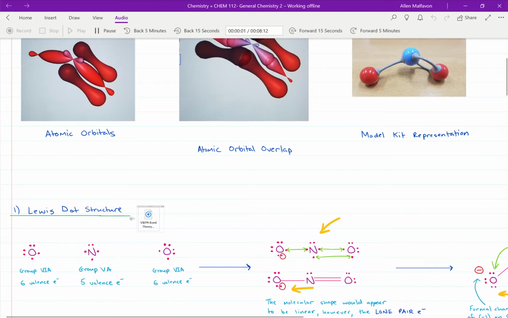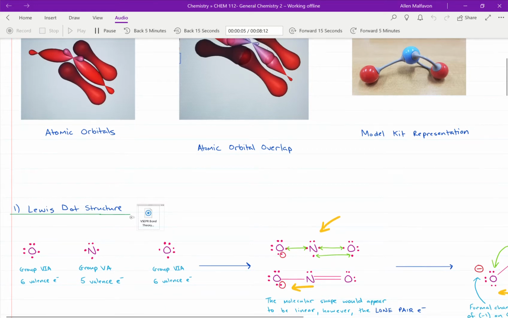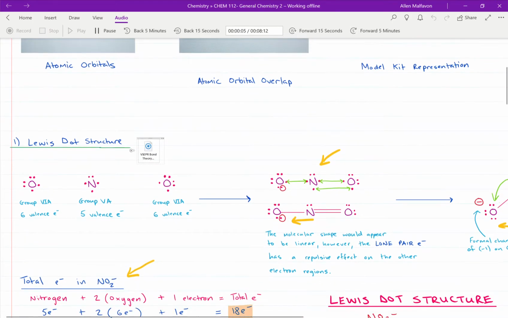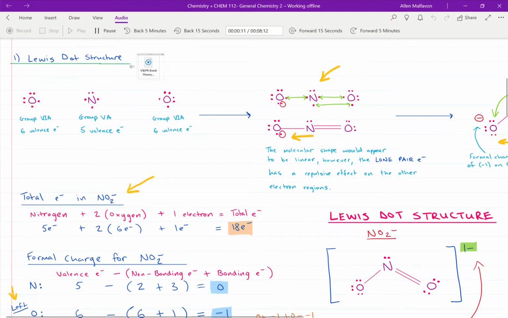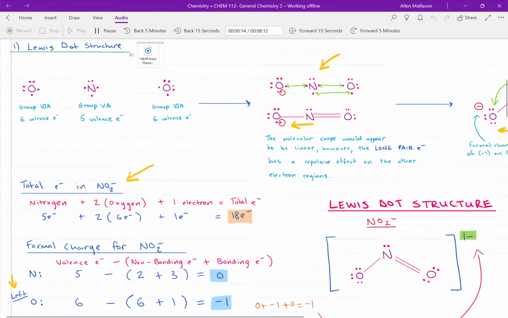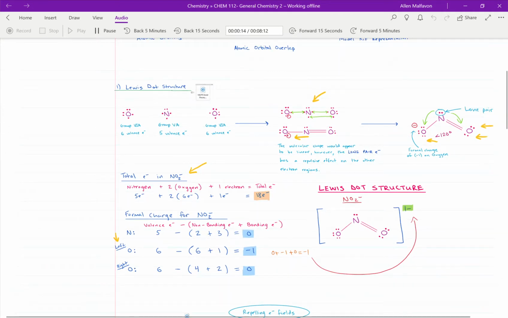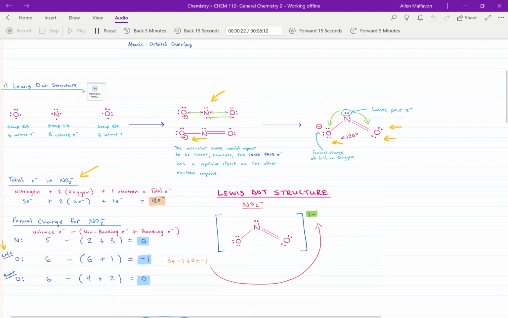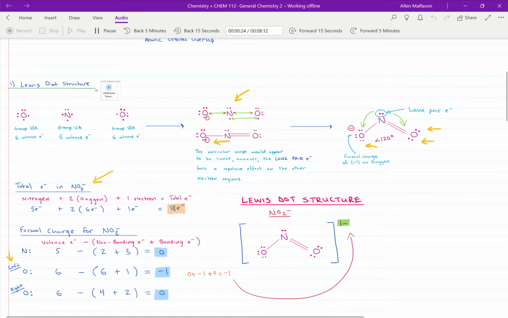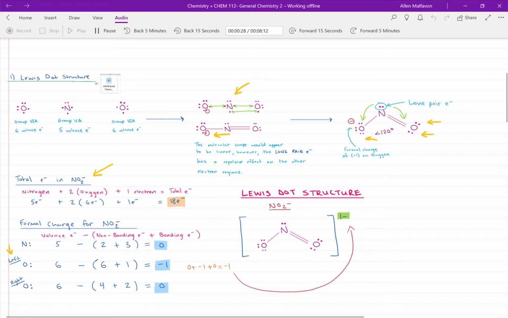Here I will be going over how to draw the Lewis dot structure for the nitrite ion. By now you've probably looked over at the periodic table dozens and dozens of times to know that the oxygen element is in group 6A and the nitrogen element is in group 5A, which means that nitrogen will have 5 valence electrons and the oxygen atom will have 6 valence electrons.